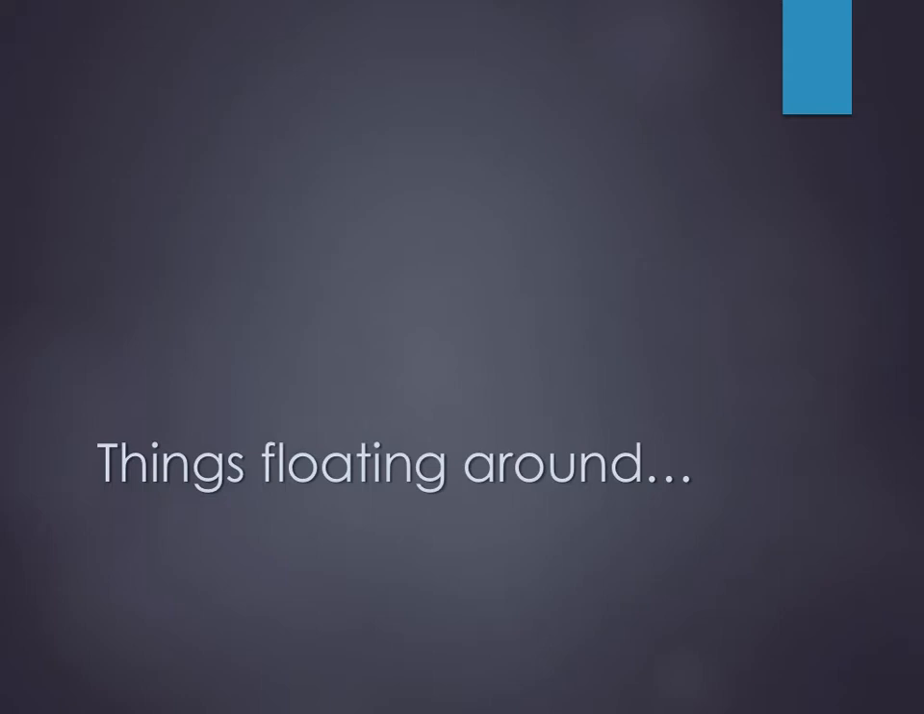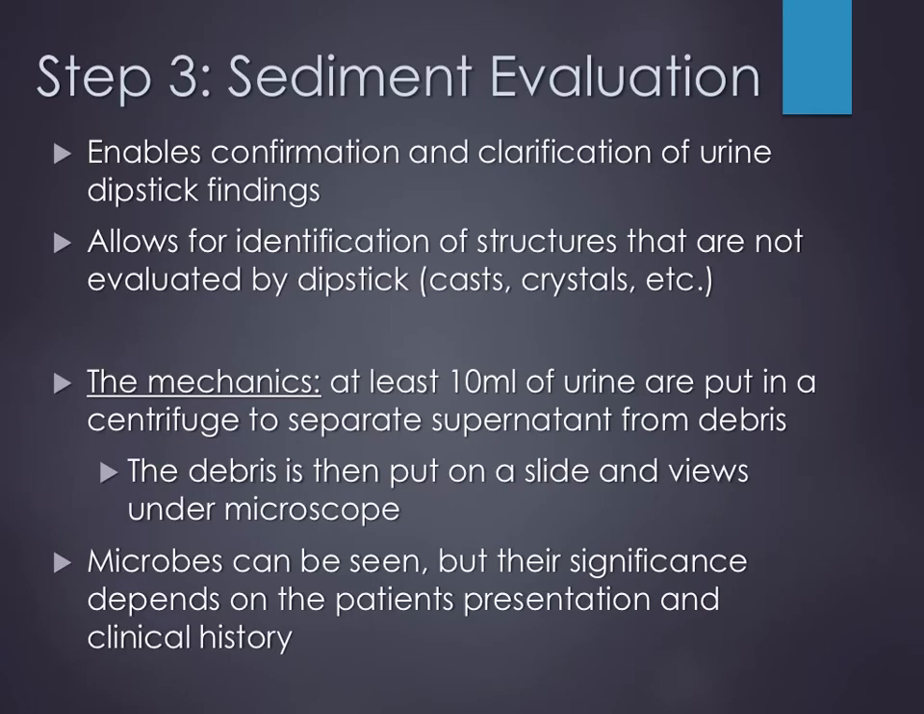Let's talk now about other items we might find floating around in the urine. If you recall from the previous lecture, step 1 in evaluating the urine was the gross assessment. Step 2 was the urine dipstick evaluation, and now we're moving on to step 3, which is the sediment evaluation. This allows us to confirm and clarify any of the urine dipstick findings. It also allows for identification of structures that are not seen on a dipstick, such as casts and crystals.